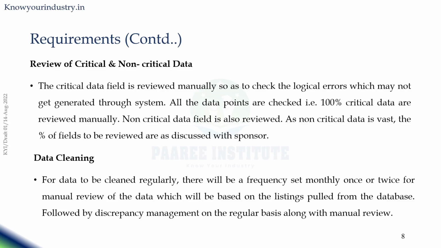Review of critical and non-critical data. Critical fields are reviewed manually to check for logical errors which may not be generated through the system. All data points are checked, and for critical data, 100% review is required, and that too manually. Non-critical data fields are also reviewed, but as non-critical data is huge, the percentage of fields to be reviewed is as discussed with the sponsor. But critical data would be minimal, so that has to be reviewed 100%.